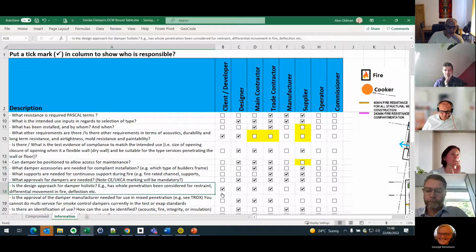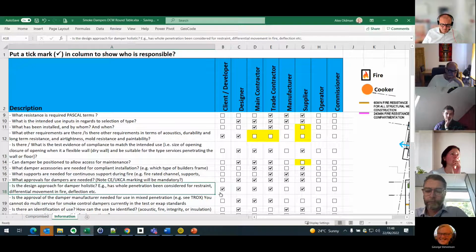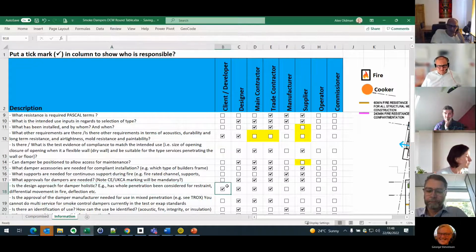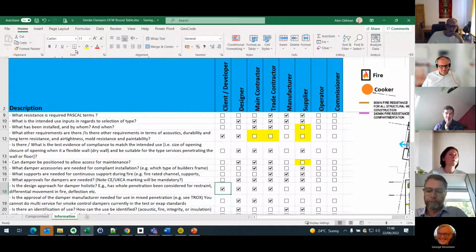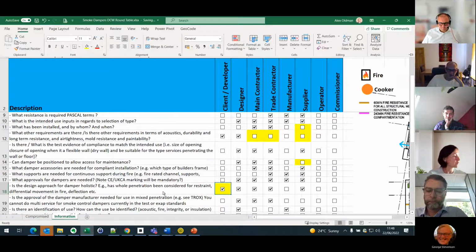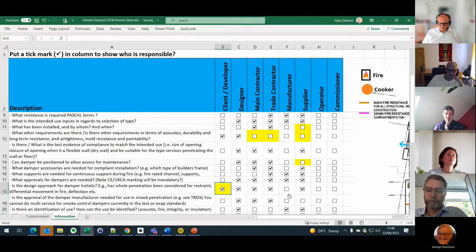What about row 18? Is the client going to say, is it a holistic approach for damper? Is the design approach for damper holistic? I would have thought that we wouldn't have been providing that. No. I'd expect that to come from the designer and the installer, but not the supplier. The supplier can't possibly know, can they? No.